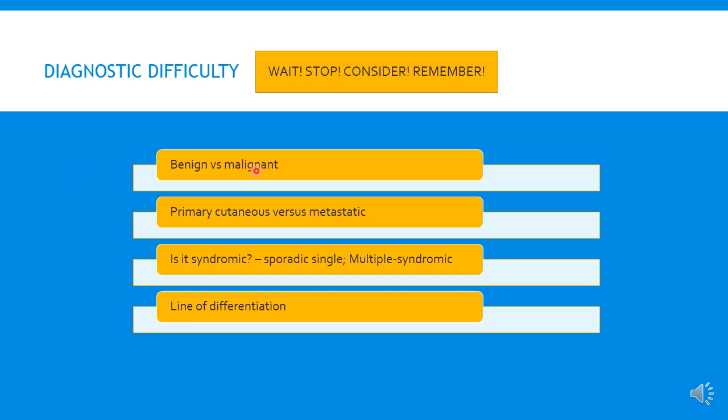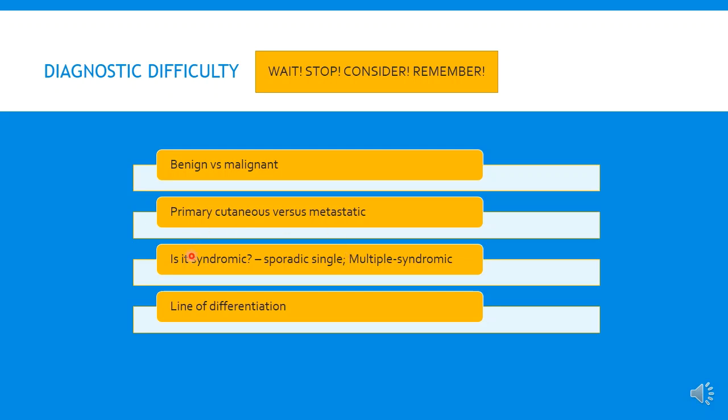Let us first approach a cutaneous adnexal tumor and consider, can it be a benign tumor or a malignant tumor? Can it be a primary cutaneous tumor or a metastatic tumor? Certain tumors like microcystic adnexal carcinoma, their histology mimics metastatic tumors.